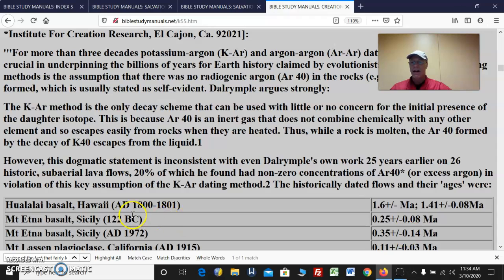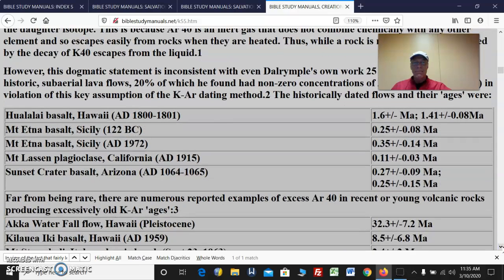Okay. However, this dogmatic statement is inconsistent even with Dalrymple's own work, which he worked on 25 years earlier, and then makes a statement 25 years later, on 26 historic subaerial lava flows, 20% of which he found had non-zero concentrations of argon-40, or excess argon, in violation of this key assumption of the potassium-argon dating method. The historically dated flows and their ages were as follows, and this writer puts it out there.